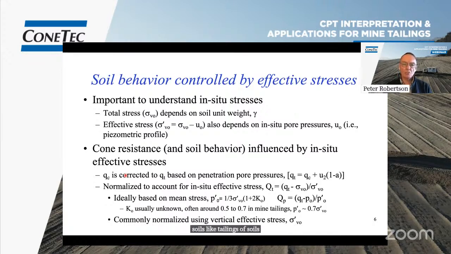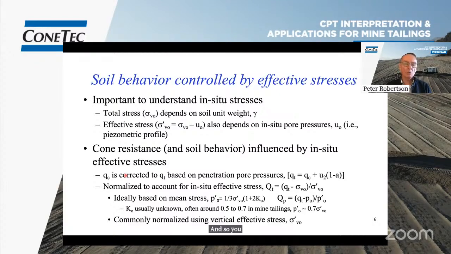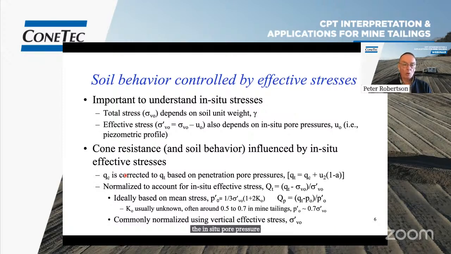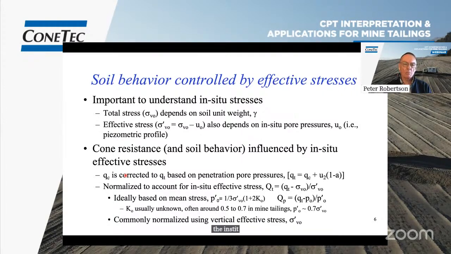So when it comes to soil behavior, we know that soils, like tailings are soils, so they're controlled by effective stresses, and the effective stress is the total stress minus the pore pressure. And so you need to estimate the total stress, and that depends on the soil unit weight, and you need to measure the in situ pore pressure, which on a profile is the piezometric profile. And so to get the correct effective stress, you need to estimate the correct total stress and then measure the in situ pore pressures to get the piezometric profile.